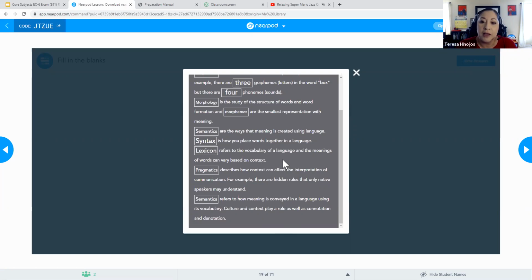Lexicon is you're going to refer to the vocabulary of language, and the meanings of words can vary based on context, right? So we're going to take a look at a couple of those in a bit. Again, people that are non-native speakers, if English was not their first language, they may have trouble with those different meanings because they may only know one meaning of the word, but when used in a different context, they may not understand that it has another meaning.